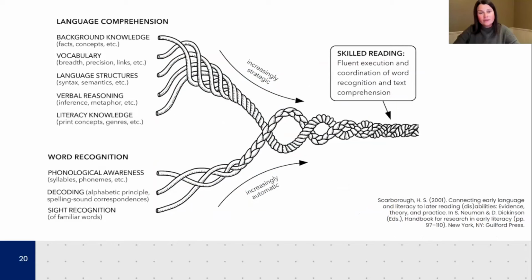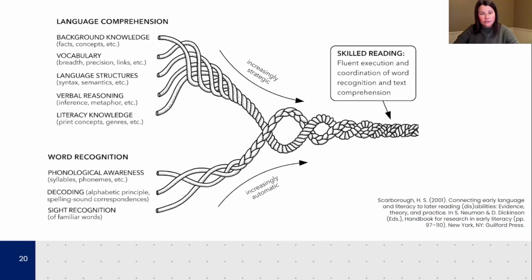Scarborough's reading rope is a model developed by Dr. Hollis Scarborough in 2001 to explain the complex intertwined processes involved in skilled reading. The model illustrates how two major strands, word recognition and language comprehension, work together to create proficient reading.